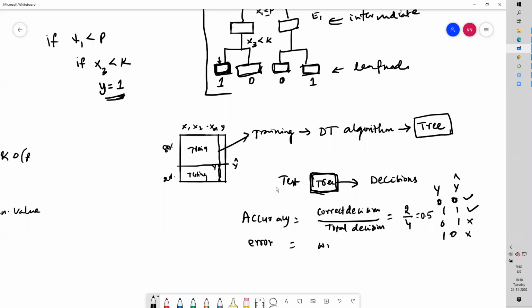Error is wrong decisions divided by total decisions, which is again 2 by 4 in this case, 0.5. So these metrics like accuracy and error tell us how good your learning process is. If you make decisions using this, how good your decisions are going to be. That's going to be judged using these two metrics.